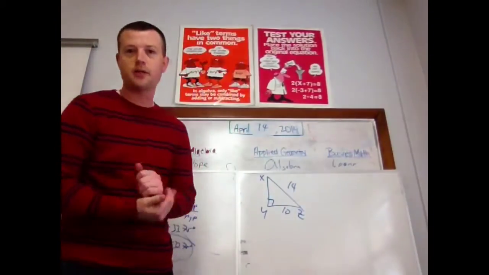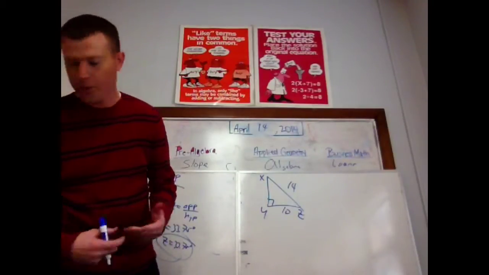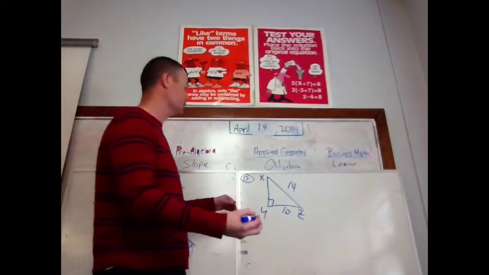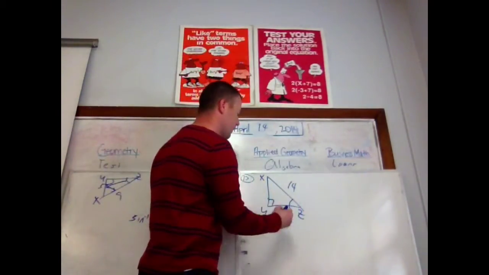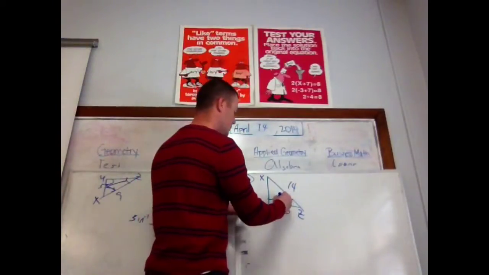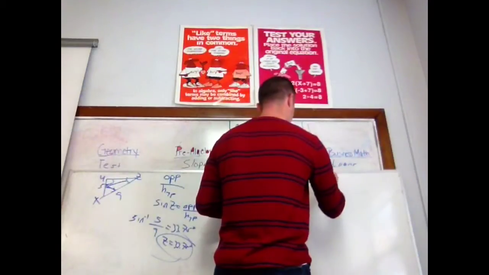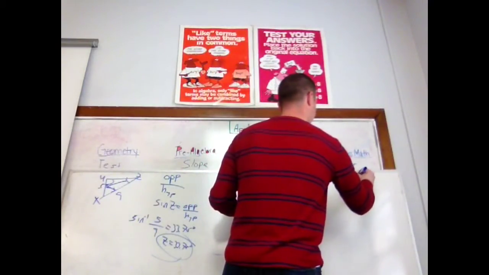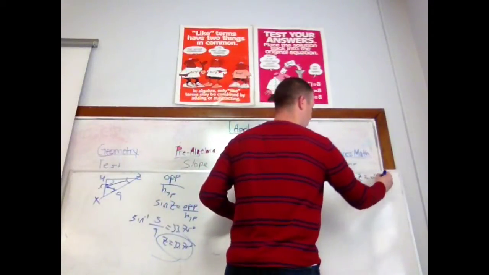Alright, so let's go back to this problem, which is number 13. It's asking for z. I drew the triangle differently, but it's still the same concept. So we mark the angle z. If you notice, it is adjacent over the hypotenuse. So sine z, wait, no. Cosine z is equal to 10 over 14.